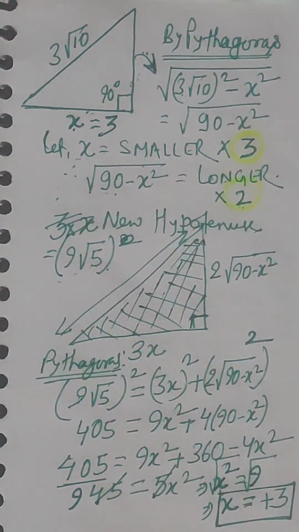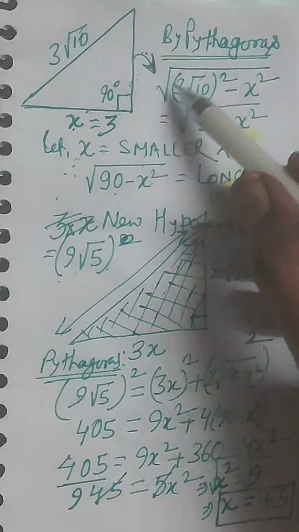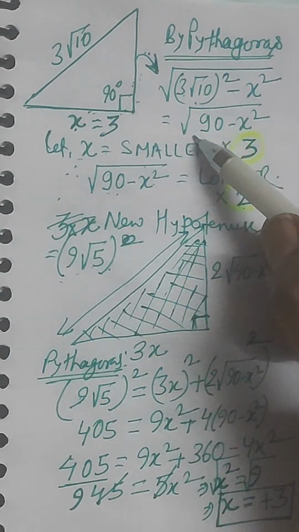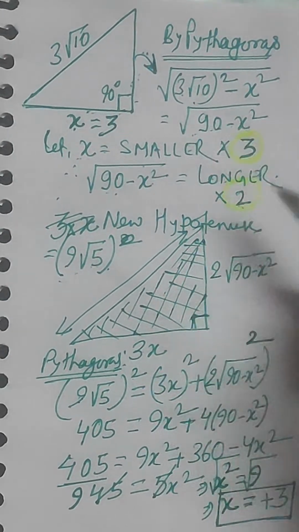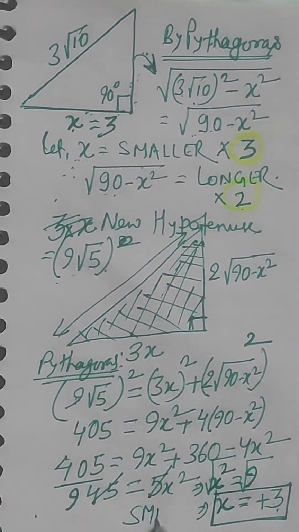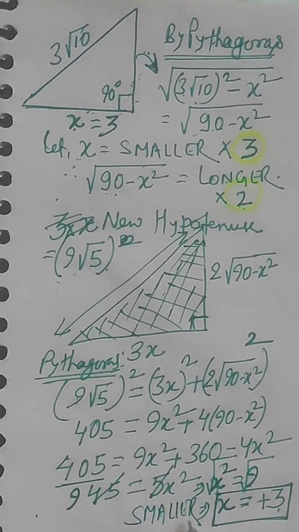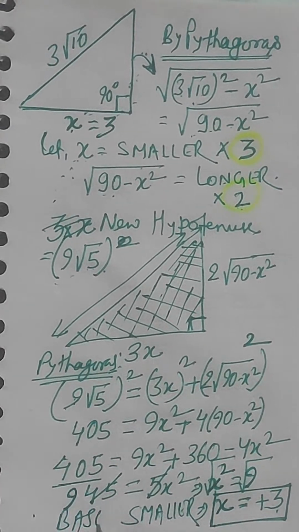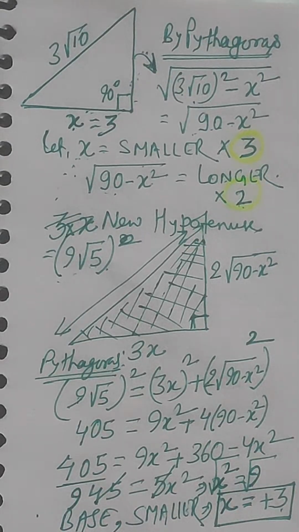This is calculated. If this is calculated, what is the length of the longer side? This will be root over of 90 minus x square. So this is the smaller side, or we can say the base.